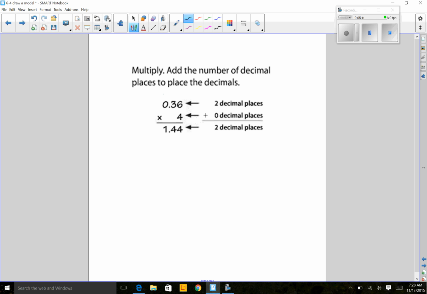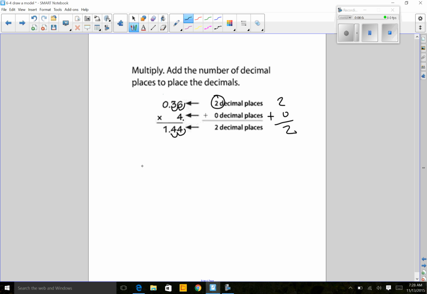But the way you do this is you count how many decimal places there are in each factor. So there's 2 factors, 0.36 and 4. There are two decimal places in the 0.36, and there are no decimal places in the 4. Then you count those up, so 2 plus 0 equals 2. And you move over 1, 2 decimal places.